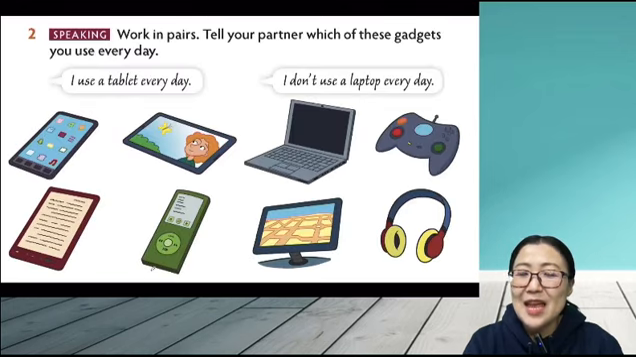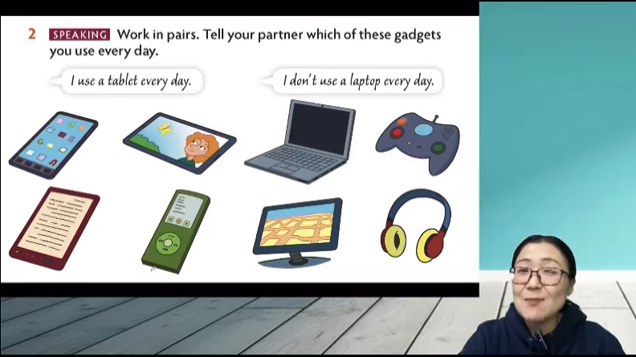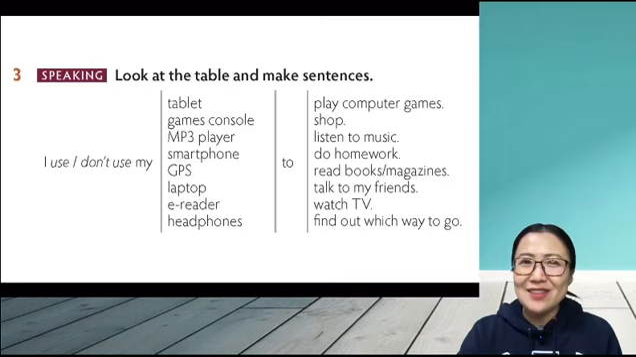Okay, so now we can talk about the things that we use every day. So you can say, which one do you use every day? I can say, I use smartphone every day. And you can also talk about which one you don't use every day, right? You can say, I don't use an e-reader every day. Okay, so you can talk about which one you use very often or which one you don't really use. And make sentences. And now let's take a look at the next exercise, speaking part.